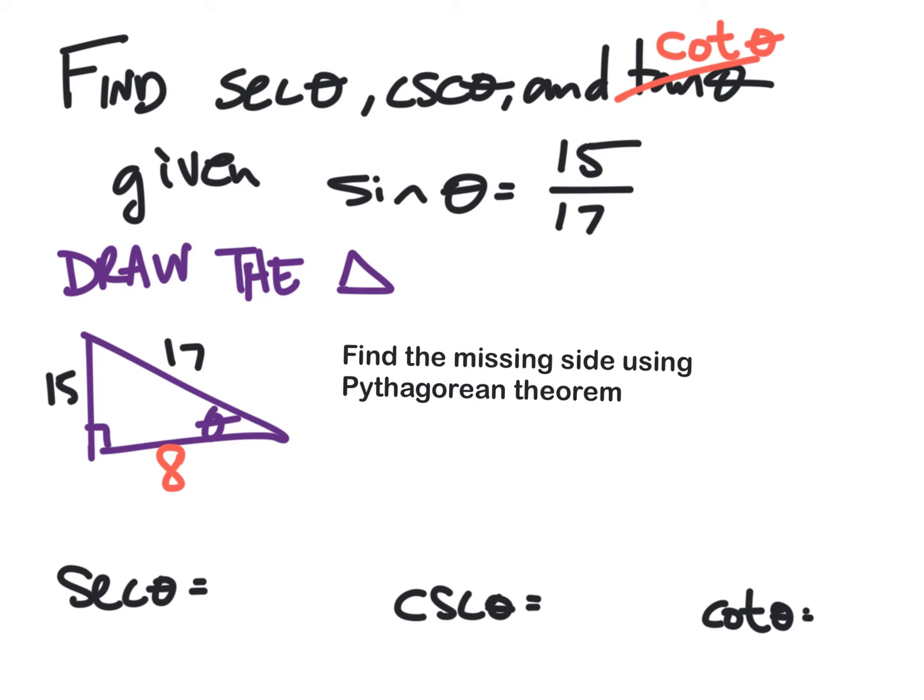All right, and let's remember that secant is the reciprocal of cosine. So whereas the cosine of theta would be 8 over 17, the secant of theta would be 17 over 8. See if you can find the other two. All right, so cosecant, you should have gotten 17 over 15, since that's the reciprocal of sine, which would be 15 over 17, and cotangent was 8 over 15.